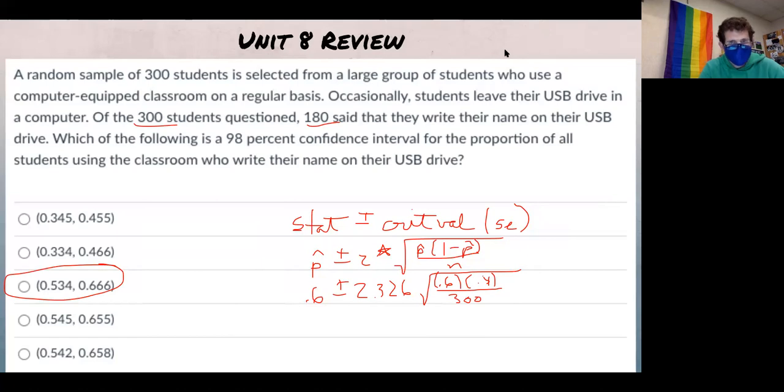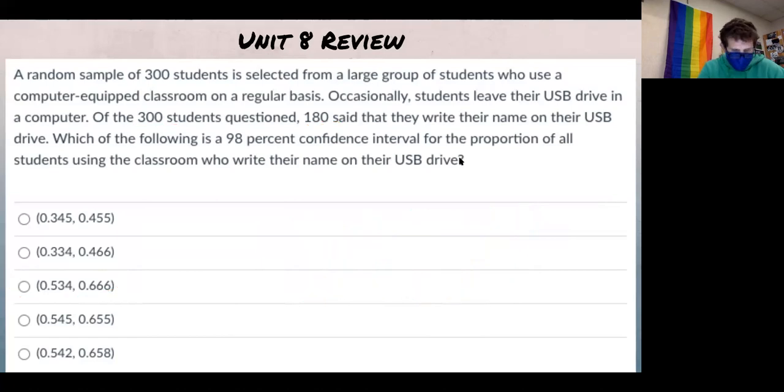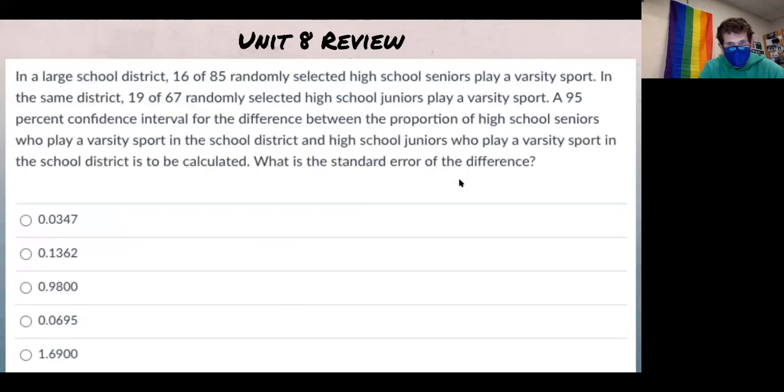Okay. So let's look at this. This is one where they give you the same district, varsity, 95. Okay, what is the standard error?